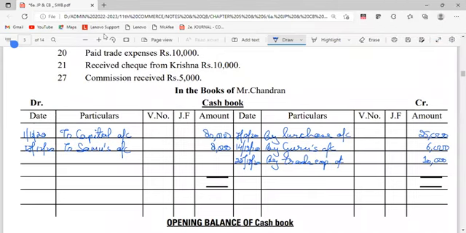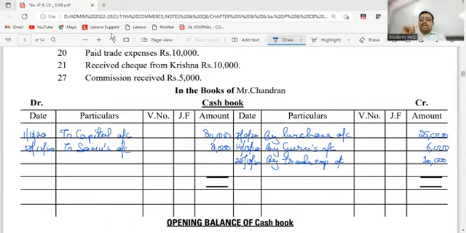Received check from Krishna. What would be the journal entry, children? Bank account debit to Krishna. Had it been a bank account, what posting could we have done, children? To Krishna. We are not preparing a bank account. In Krishna's account, what will we write? By bank.